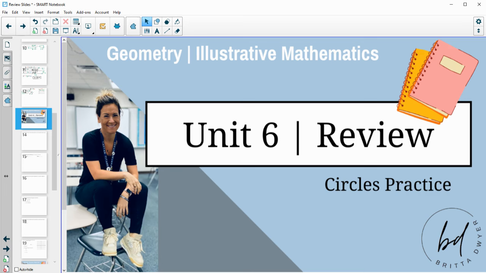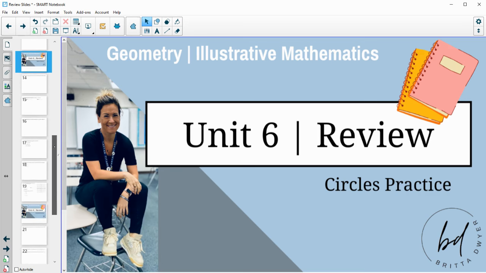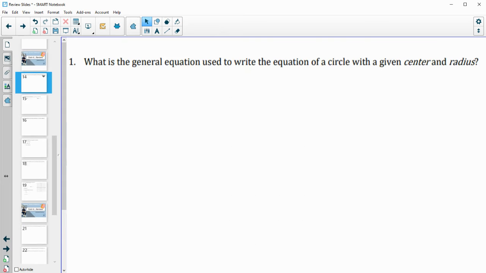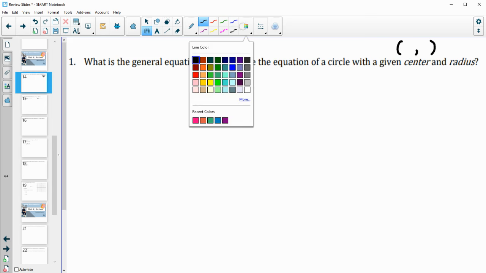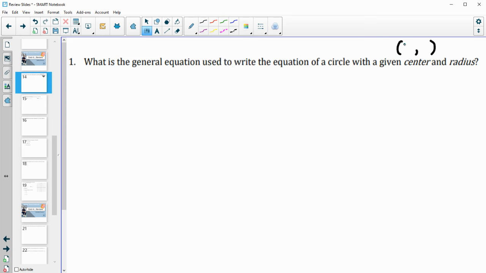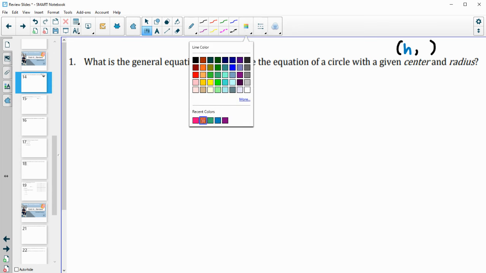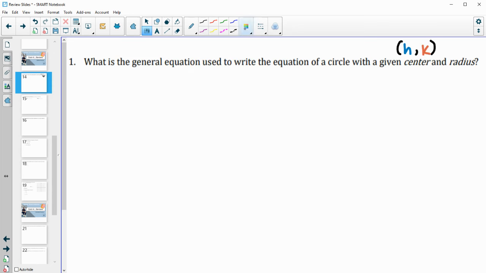All right, now we're going to look at the circle portion of the review. So what is the general equation used to write an equation of a circle with a given center? And so I'm just going to write out a center here. So center being (h, k), and then a radius r.